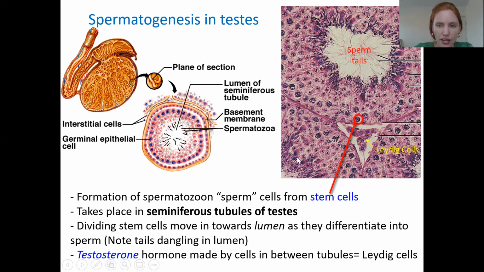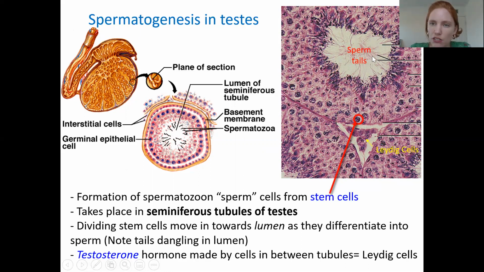We're about to go there in a second. You'll notice that as we go towards the lumen, so towards the inside, the empty space of the seminiferous tubules, you get a more and more developed sperm. As you go towards the middle, you have more and more developed sperm until the point where you get all the way to the middle.